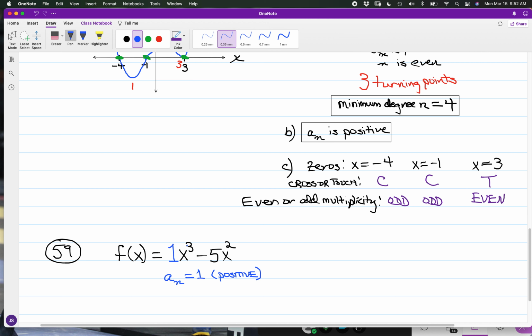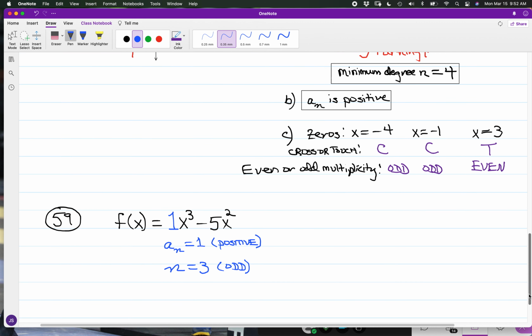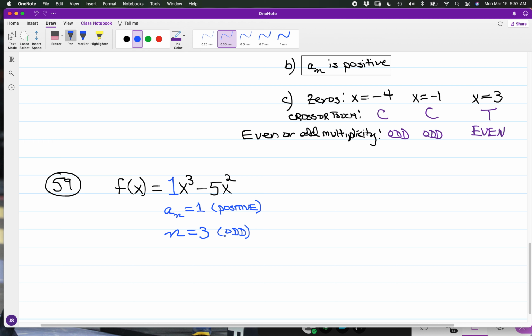And again, for the degree of this function, the highest order term is of degree 3. So 3 is going to be an odd value. So combining what we have, a positive leading coefficient and an odd degree, this is going to mean that the end behavior is going to be down to the left and up to the right.